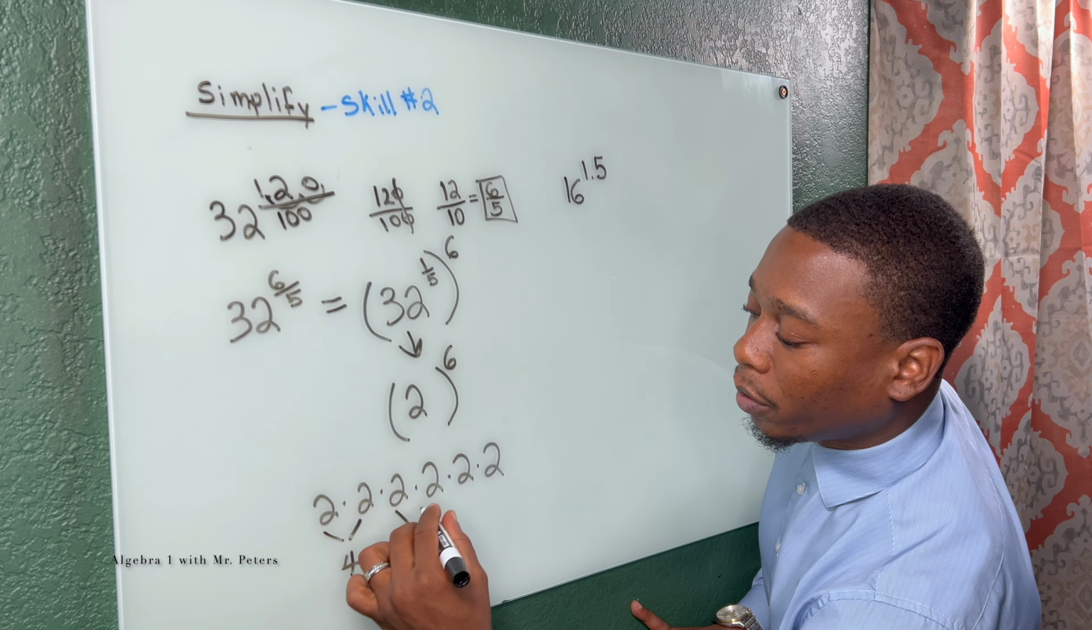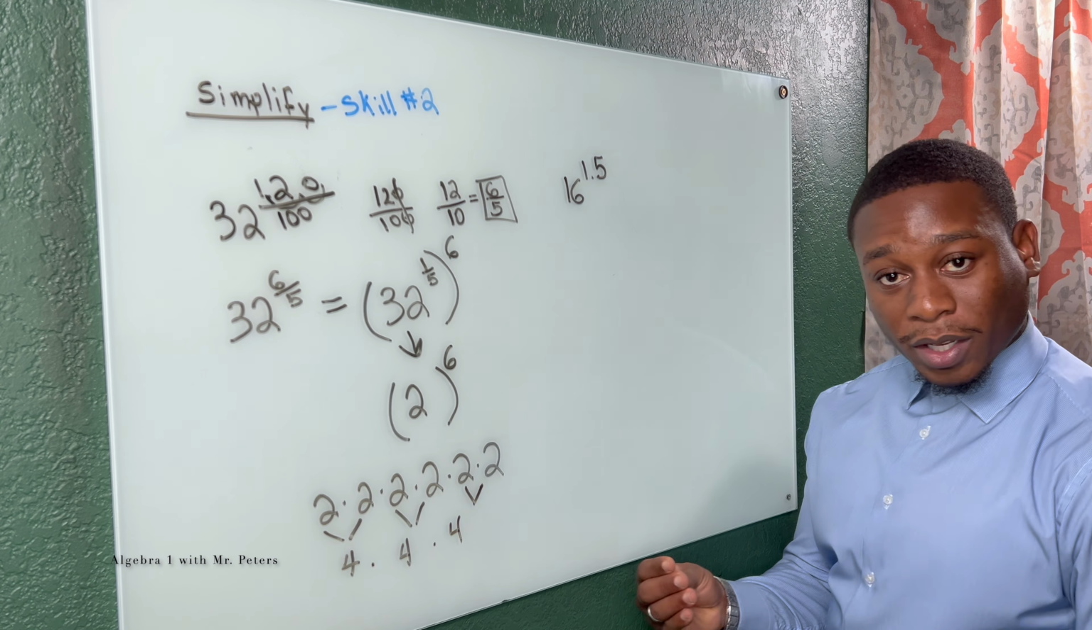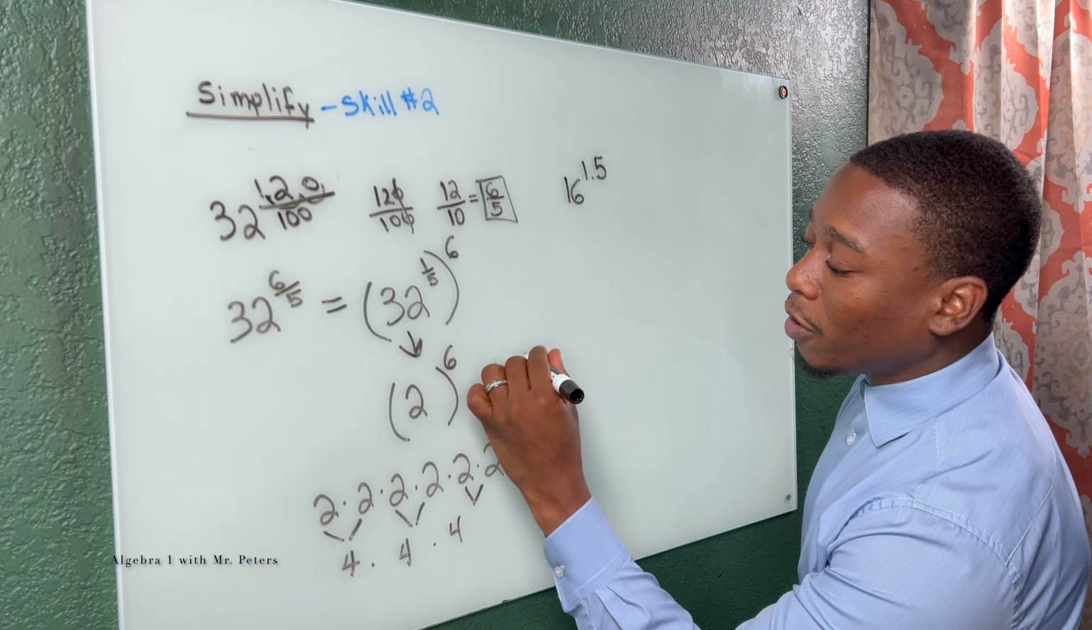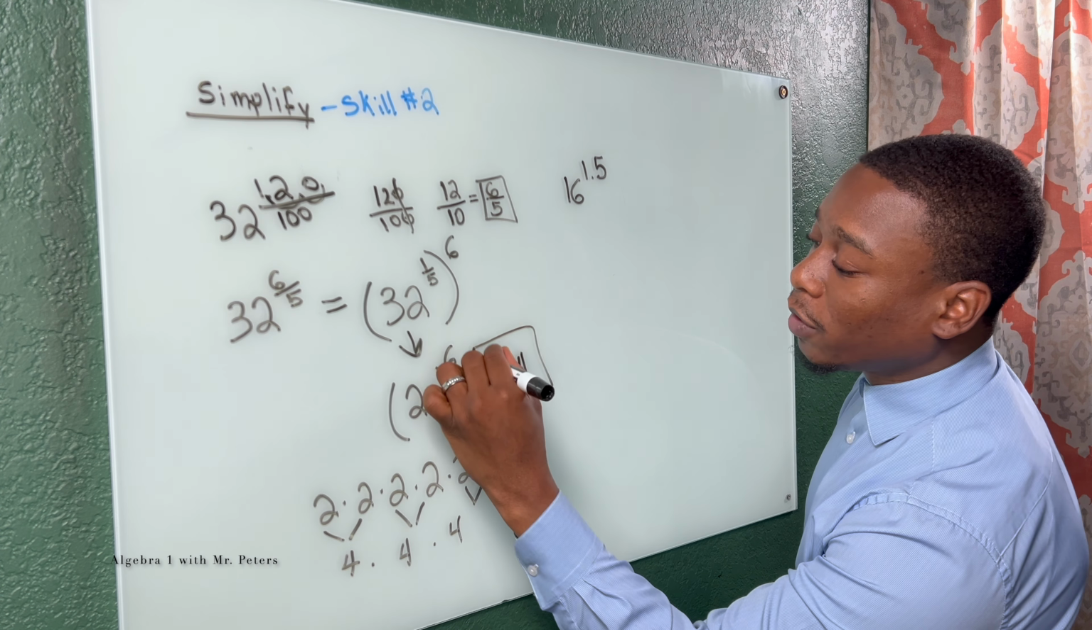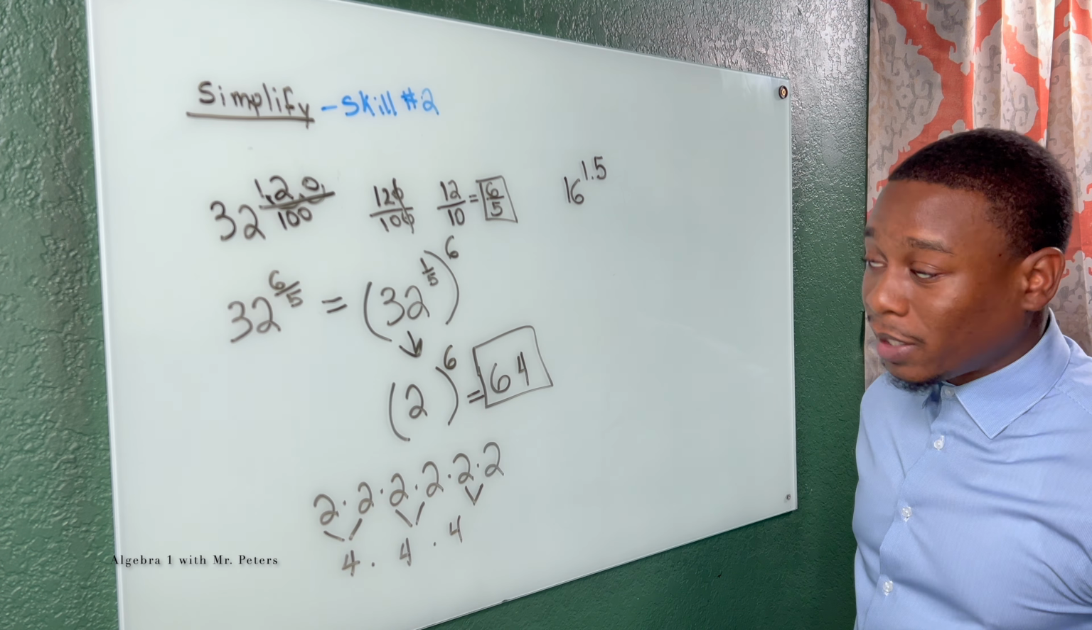This is 4, this is 4, this is 4. So when I simplify it like this, I know that 2 to the 6th power is going to give me a final answer of 64. So this is how we could simplify when we have a decimal as the exponent.